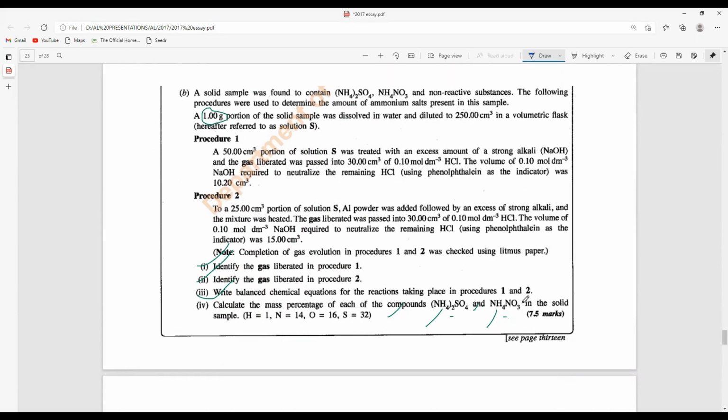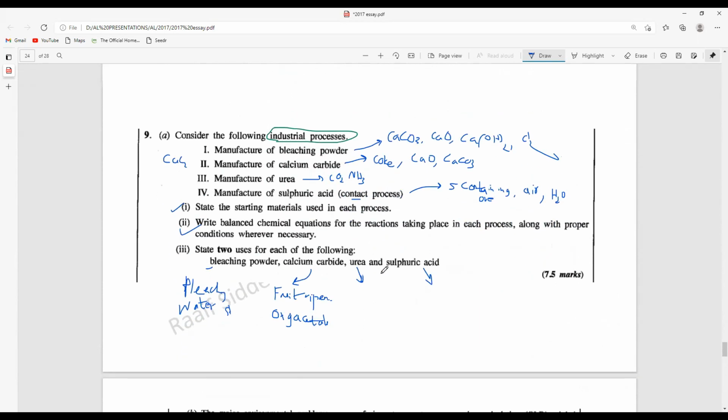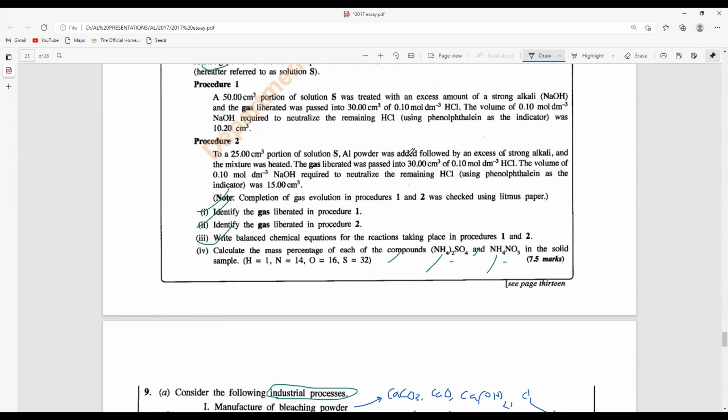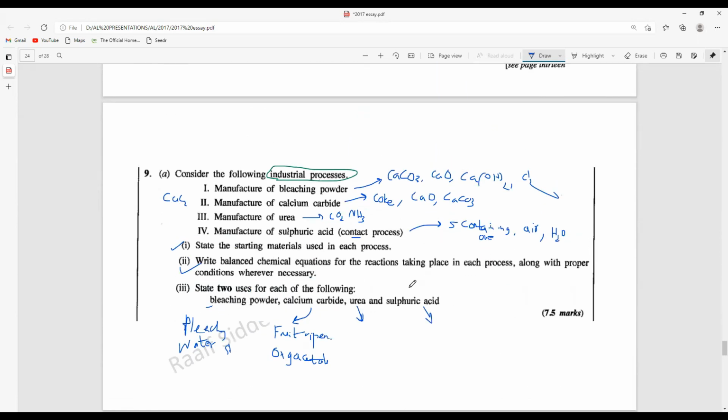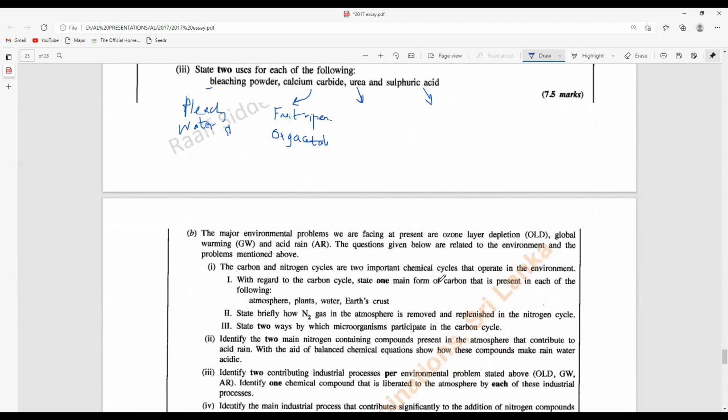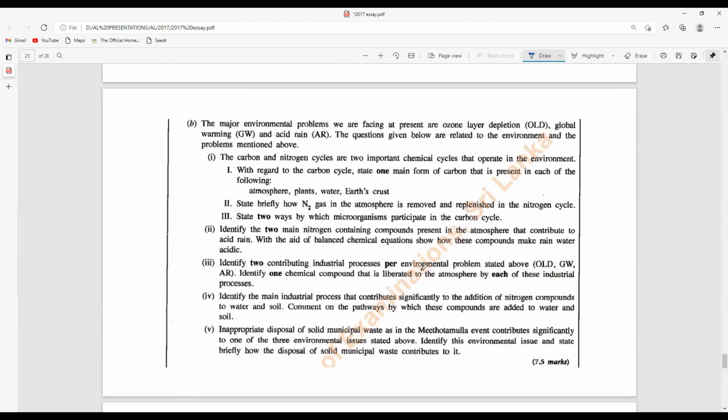Remembering the reaction of nitrate with aluminium. And even if you don't know the reaction of nitrate with aluminium, you should know it is giving ammonia, and the stoichiometry between this ammonia and nitrate in this particular reaction is 1:1, at least that. Okay. And then this first part is again very general, and we will move on to part 2.